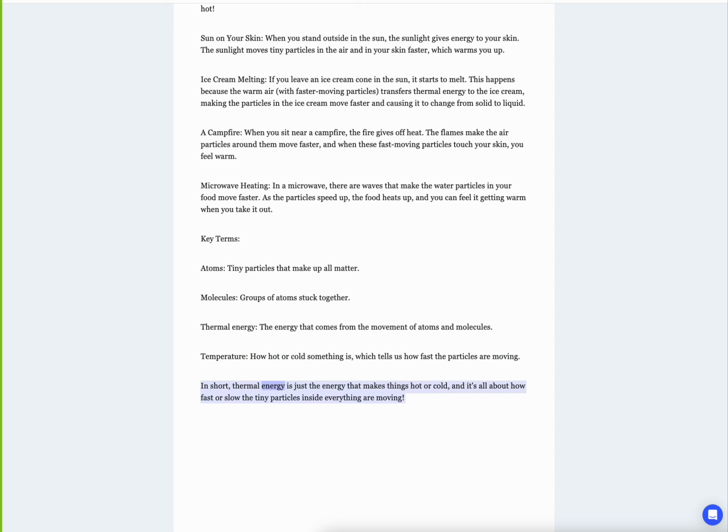In short, thermal energy is just the energy that makes things hot or cold. And it's all about how fast or slow the tiny particles inside everything are moving.